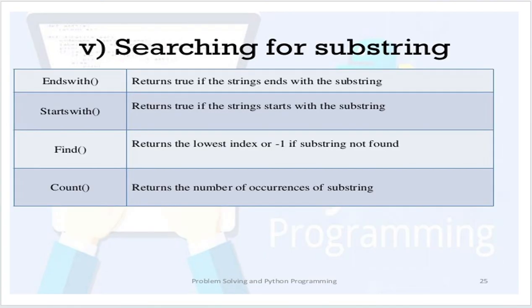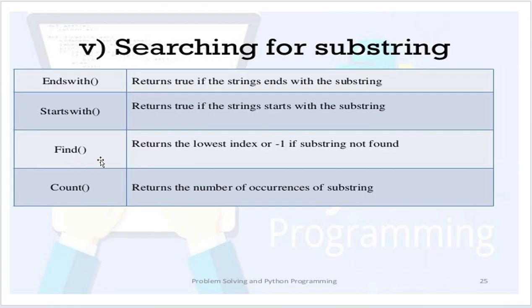Next, it is possible to perform searching for a substring. You can do it by using functions like endswith, startswith, find, and count. If you see here, all these string functions will be returning Boolean values, either true or false. This endswith will return true only if the string ends with the substring given inside it, and startswith will return true only if the string starts with the substring.